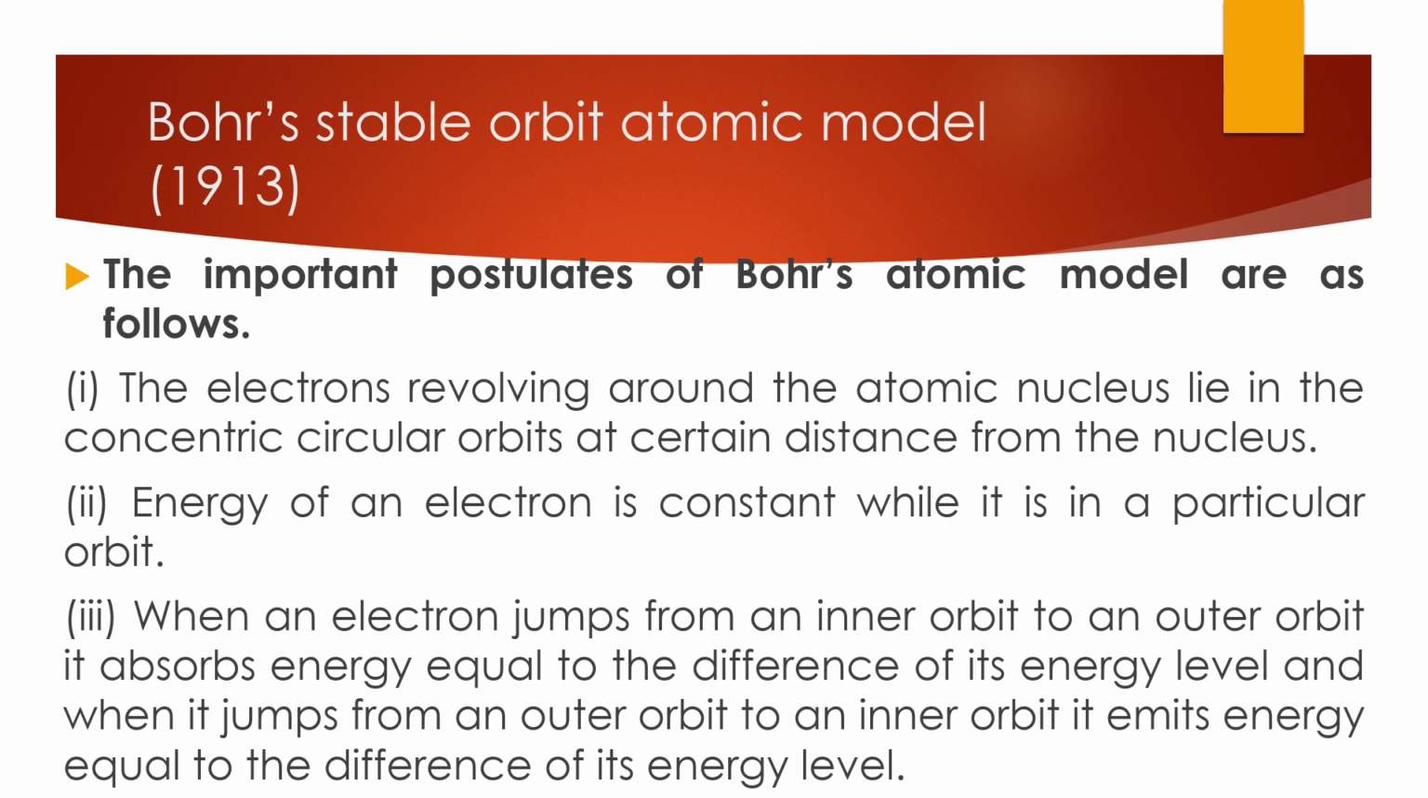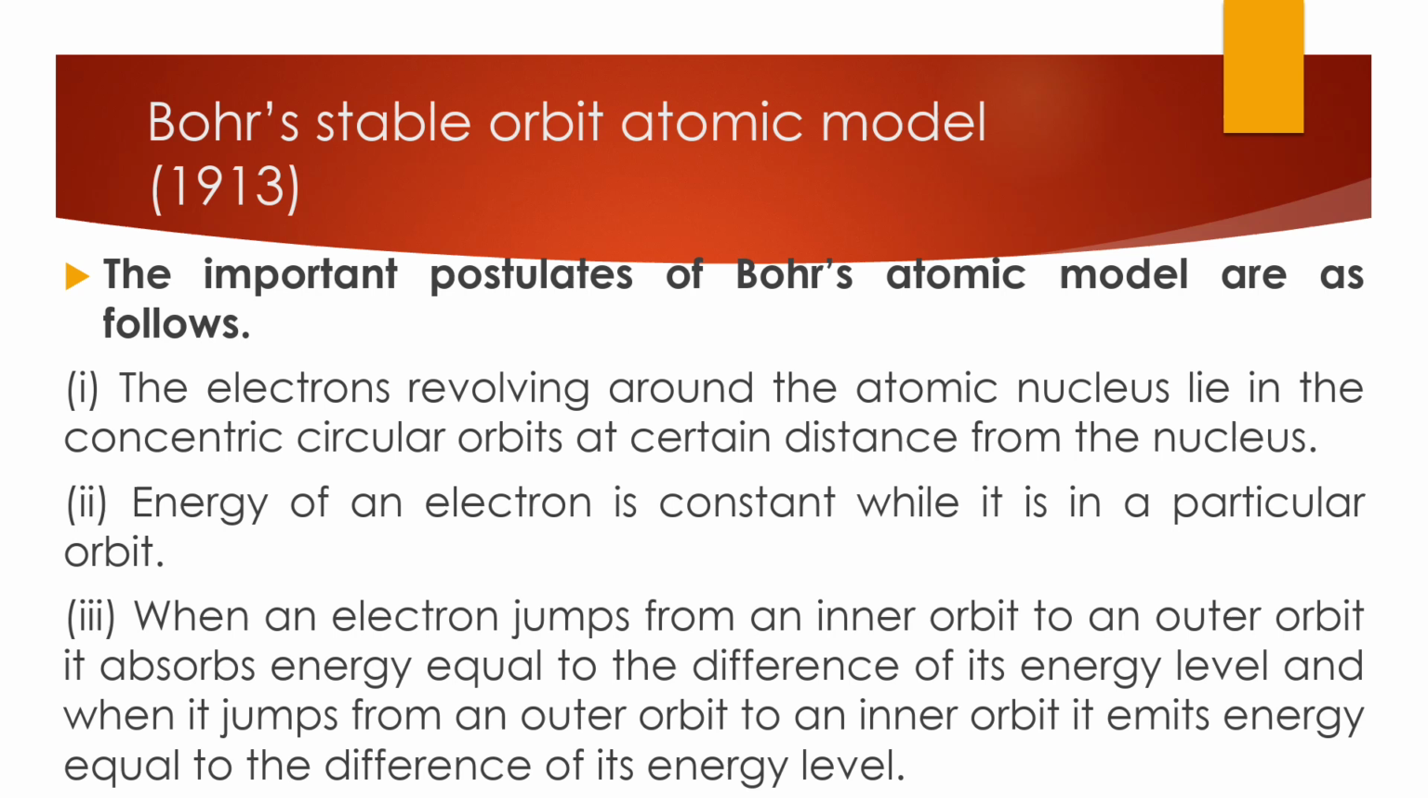Now, further, this Rutherford's nuclear model of an atom shows slight instability in the case of the revolving circular orbit, and that is why Bohr's stable orbit atomic model was proposed in 1913. So in the year 1913, Danish scientist Niels Bohr explained the stability of the atom by putting forth the stable orbit atomic model. So what were the important postulates of this Bohr's atomic model?